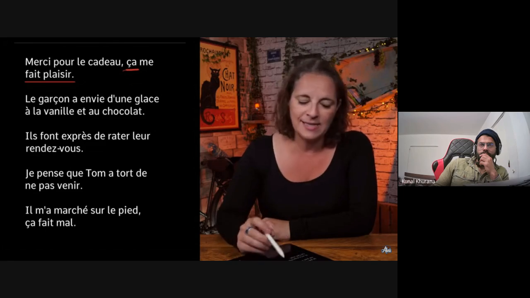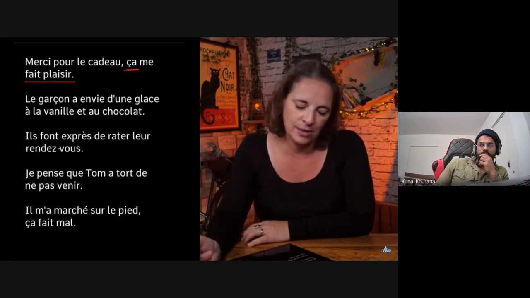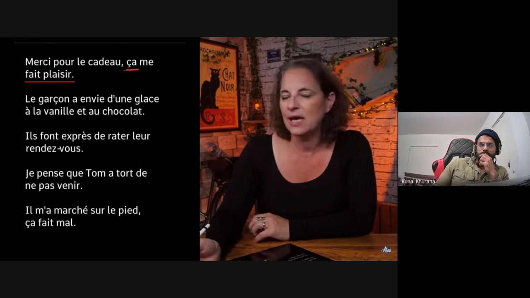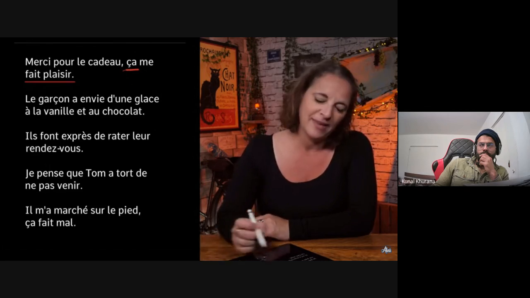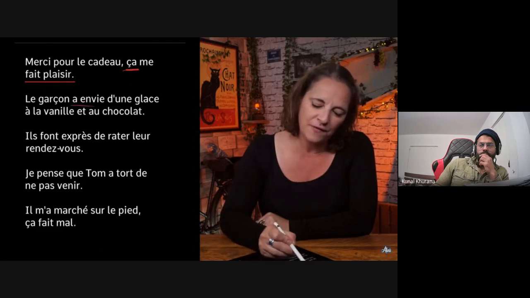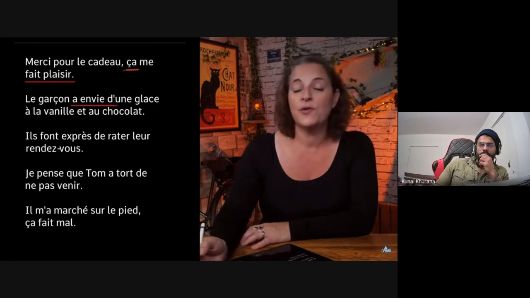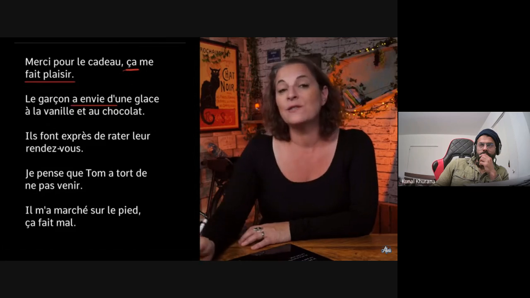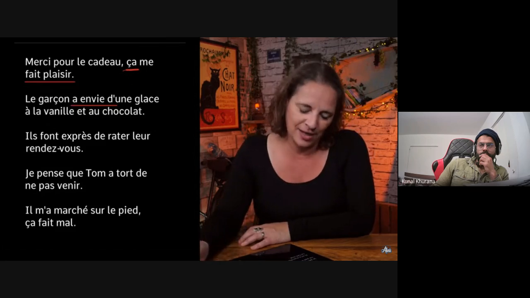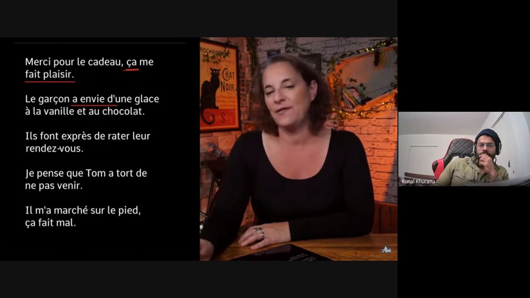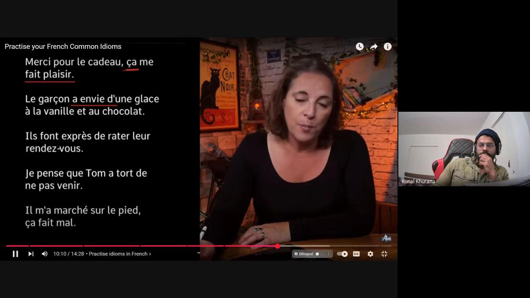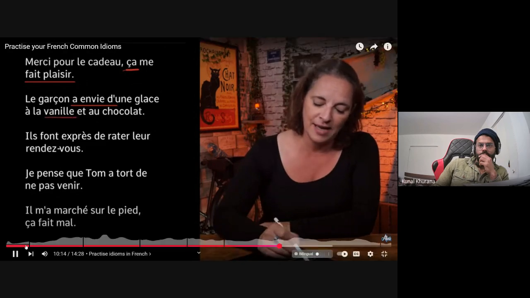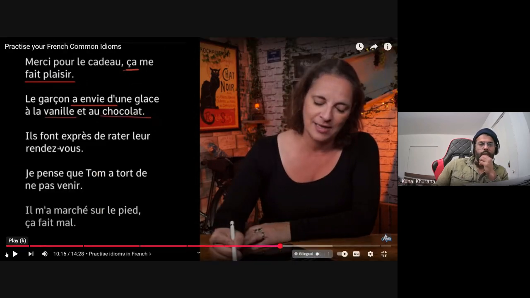Now, where is the idiom here? Have a look at it. Le garçon a envie d'une glace à la vanille et au chocolat. That's right. A envie de comes from avoir envie de. It's a bit like avoir besoin de, which means to feel like it. Okay? Le garçon a envie d'une glace à la vanille et au chocolat. The boy feels like having an ice cream, but a vanilla and a chocolate ice.